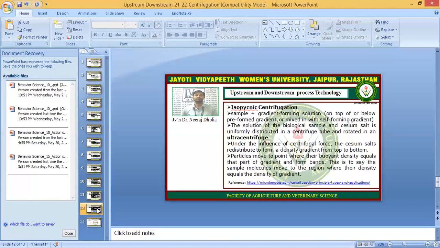Next is the isopycnic centrifugation. Here the sample and the gradient forming solution are put on top of a preformed gradient, or a mixture with the gradient forming solution. The solution of the biological sample with cesium salt, cesium chloride, is uniformly distributed in a centrifuge tube and rotated in an ultracentrifuge. Under the influence of the centrifugal forces, the cesium salts redistribute to form a density gradient from top to bottom. So the first centrifugation will create the density gradient. Then particles move to the point where their buoyant density equals that part of the gradient and form bands. That is to say, the sample molecules move to the region where their density equals the density of the gradient. So these are the various types of centrifugation.